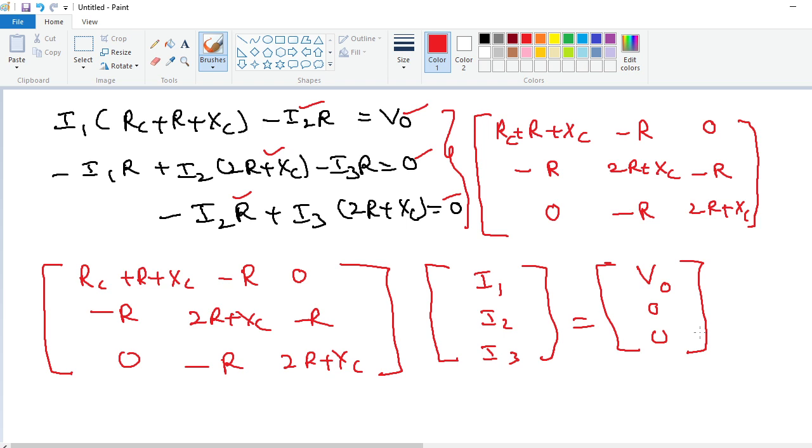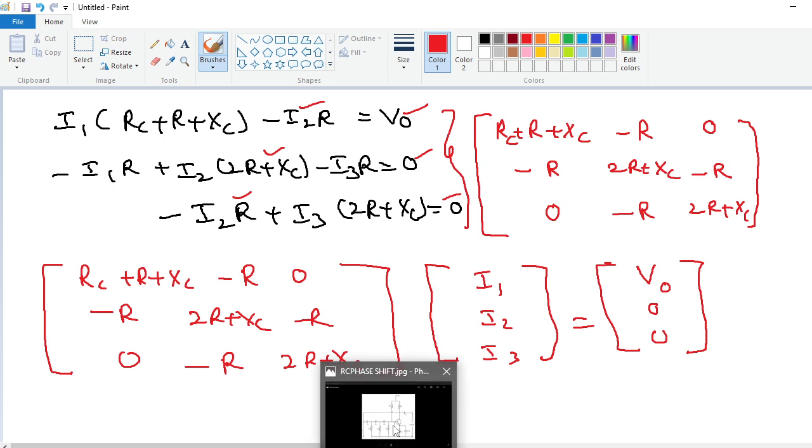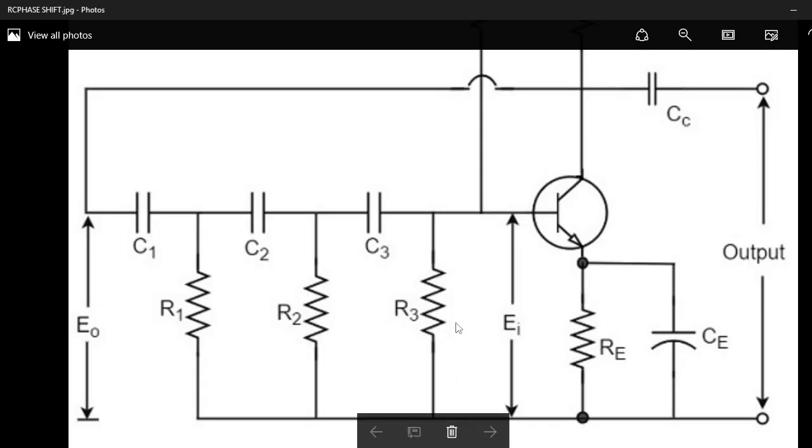Okay. And we'll get some equations. Those equations are converted into the matrix form. Okay. Just observe the circuit diagram of RC phase shift oscillator. So, this is the circuit diagram of RC phase shift oscillator. So, I3 is very important. I3 into R is equal to VF, feedback voltage. Okay. Same I3 is applied to the base current. Okay. This point is very, very important.